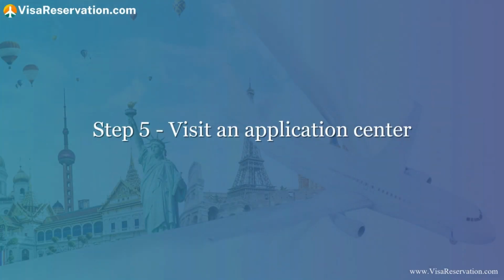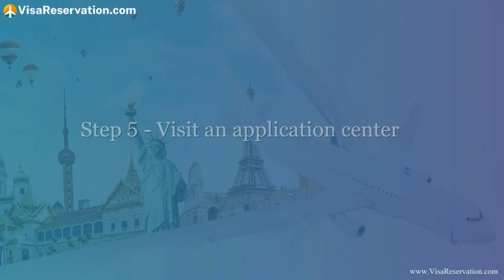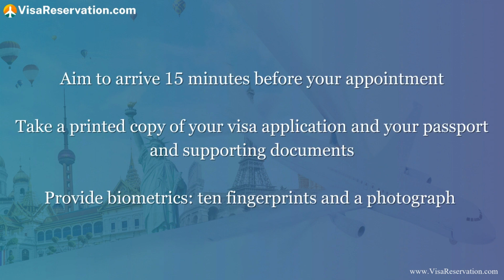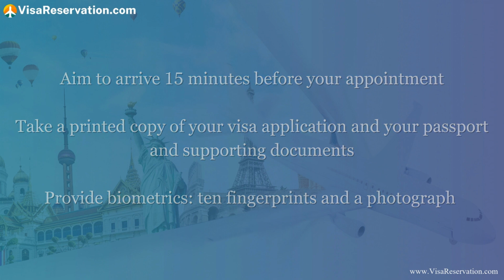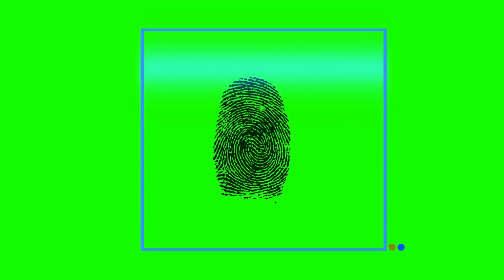Step 5. Visit an application centre. On the day of your appointment, aim to arrive 15 minutes before your appointment. Take a printed copy of your visa application and your passport and all supporting documents. If you miss your appointment on the scheduled day, you will be able to book a new appointment only after 24 hours from your original appointment date. And you'll also provide biometrics, which is 10 fingerprints and a photograph.